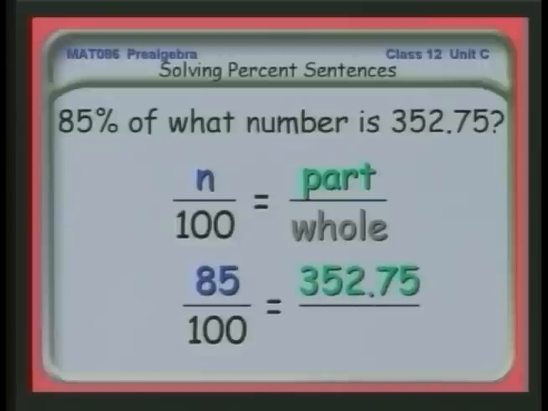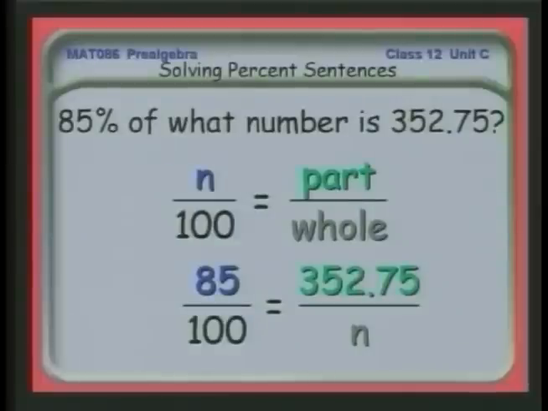Then that, by proportion, must be equal to, we're given the part, 352.75, or if you want to think about this as money, $352.75, and we're looking for the whole thing. For example, if you were doing a problem like this, you could say some appliance has been reduced to 85% of its full price, and you might ask what the full price is. That's what we're calculating here. What's the whole thing before it went through the 85% meat grinder?